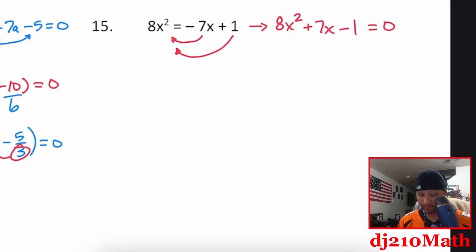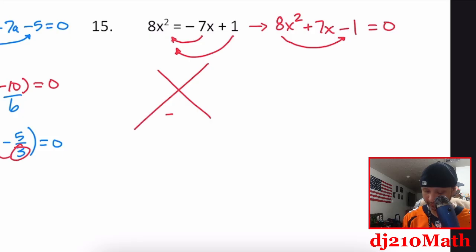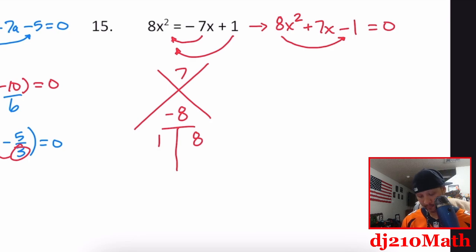1, 8, and 7. No GCF can come out of this. So start the process. 8 times negative 1 is negative 8. I want this to add up to 7 somehow. So 1 and 8. I need positive 7, so 8 take away 1, or negative 1 plus 8, however you want to look at it. This is going to be x minus 1, x plus 8.